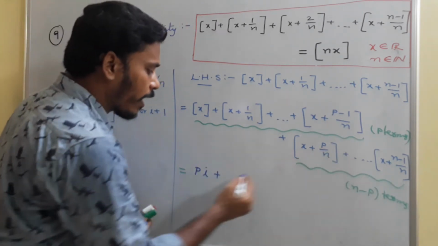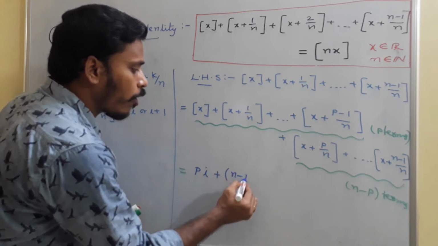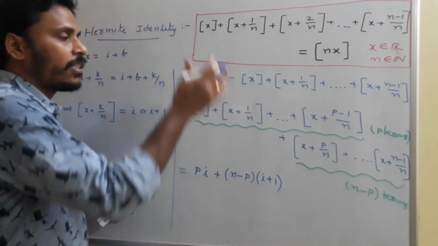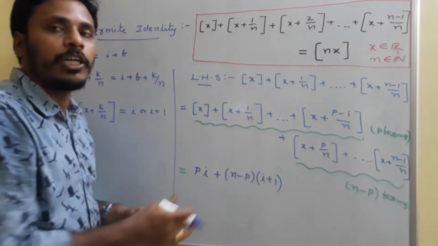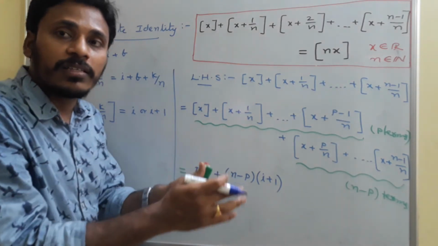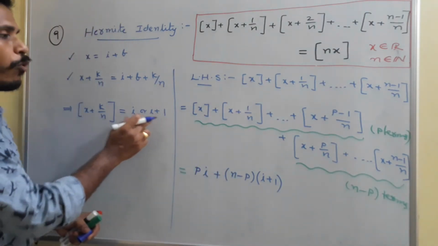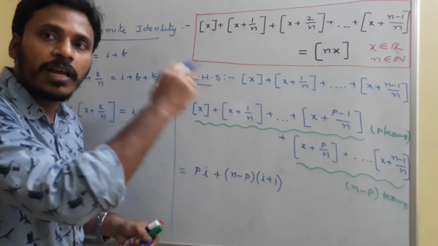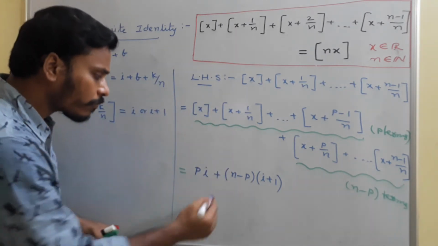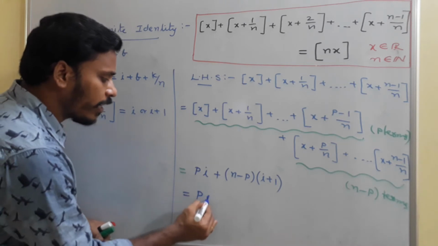So i plus 1, i plus 1, i plus 1, and the number of terms is n minus p, into i plus 1. Here I am breaking the total summation into two parts: terms having the result as i, and terms having the result as i plus 1, because we have only two possibilities. For the first p terms the result is i, and for the next n minus p terms the result is i plus 1. So you just try to simplify it.